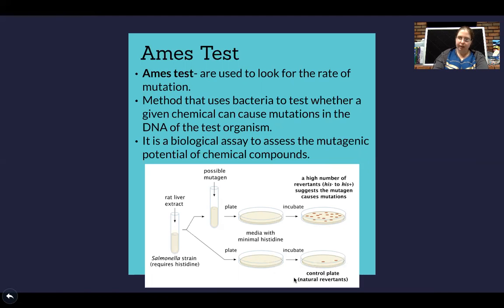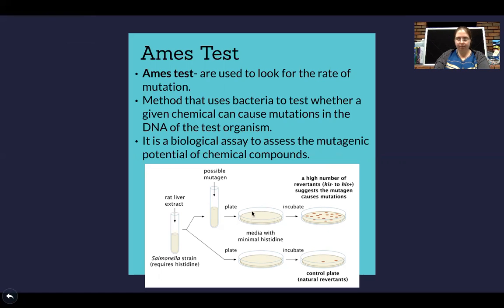Now, in this case, specifically Salmonella needs histidine. There's not a whole lot of that in rat liver extract, which is why you don't see a whole lot of them growing. But what we're also going to do in the other group, we're going to add a possible mutagen to them. So something that may or may not have an effect on their DNA that causes them to change some gene. Then we're going to plate them.